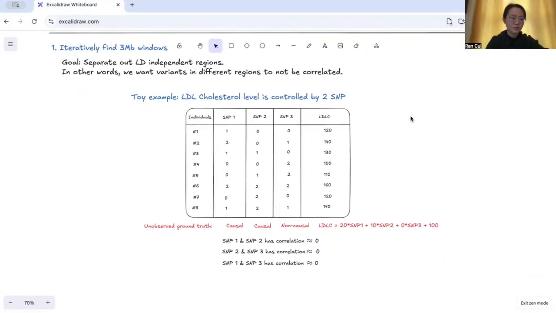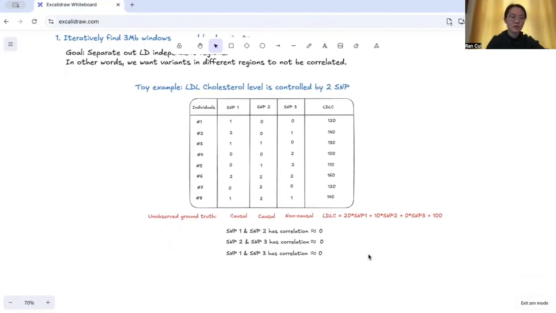Still LDL cholesterol levels. So it's the same phenotype from our previous toy example. Now we're in an alternate universe where 2 out of the 3 SNPs you have measured contribute to LDLC. So SNP1 contributes 20, SNP2 contributes 10, SNP3 contributes 0. You still don't know this ground truth though, but you're trying to find it out. And in this universe, you're in luck because none of these SNPs are correlated with each other.